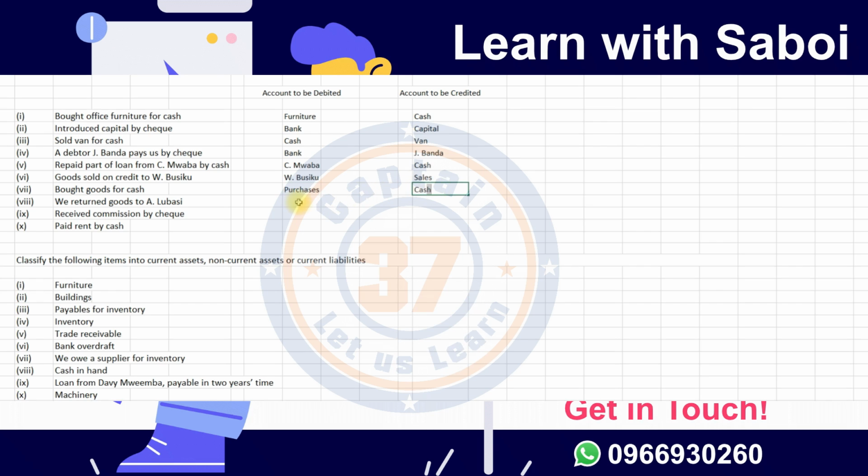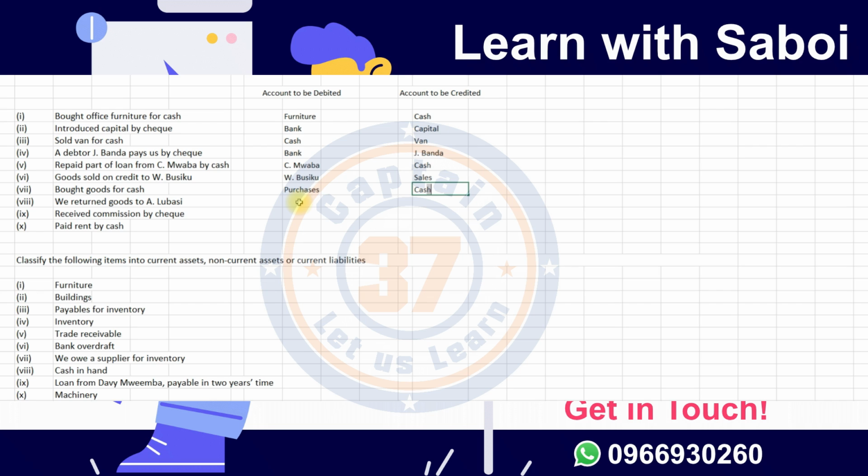Number 8, we returned goods to the supplier. We went to buy things from the supplier. It so happened that some of the things we bought, or some of the things he delivered to us, did not meet the criteria or the standards that we wanted.